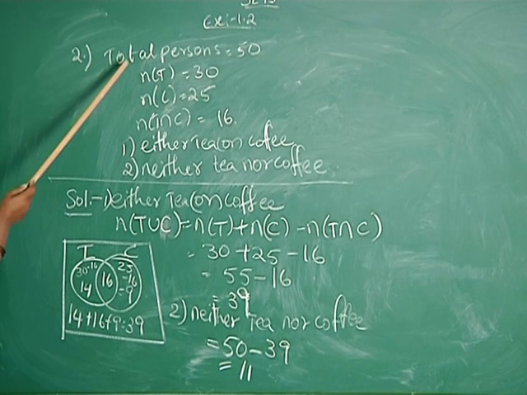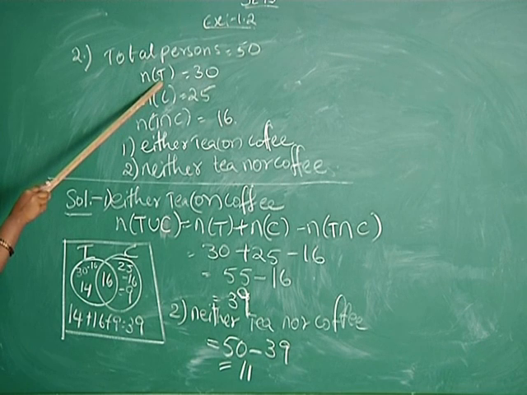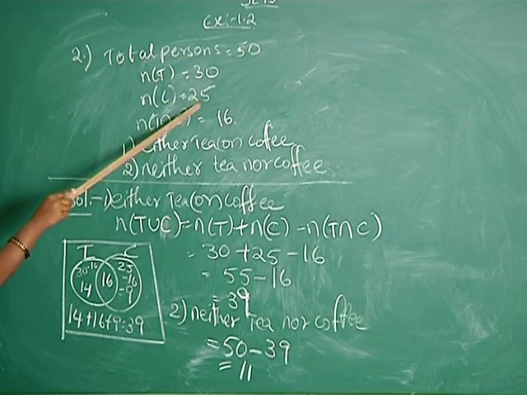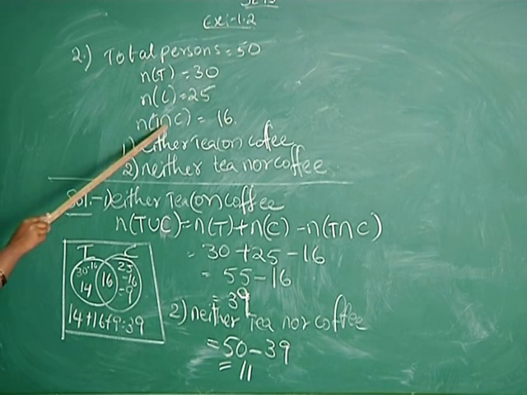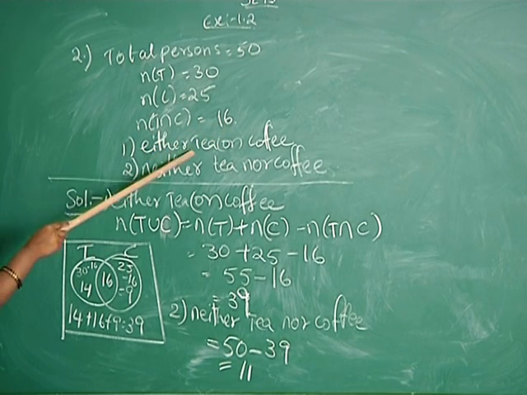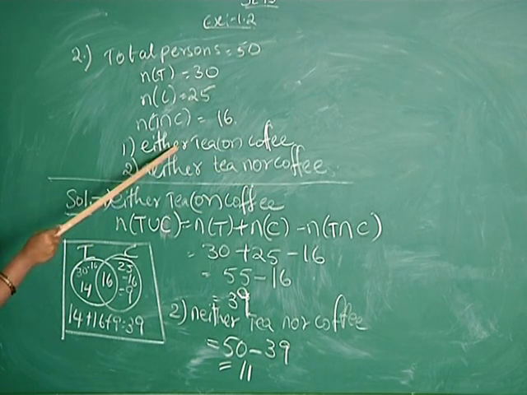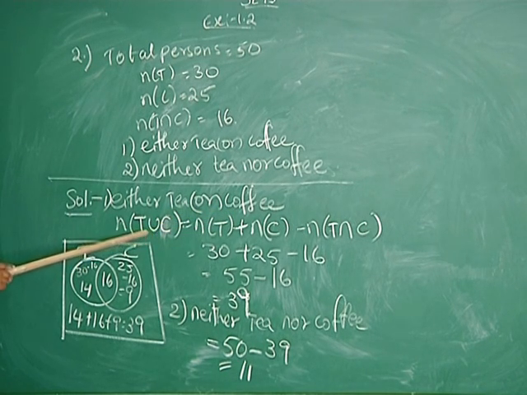So here we have the total number of persons as 50. N of T, the number of people who drink tea, is 30. N of C, the number of people who drink coffee, is 25. N of T intersection C, the number of persons who drink both, is 16. We need to calculate, first, either tea or coffee. Second one is neither tea nor coffee. So either tea or coffee is nothing but the union value we need to calculate.